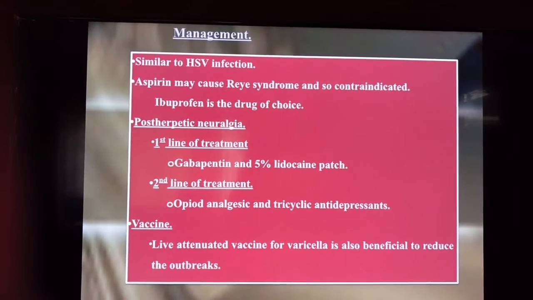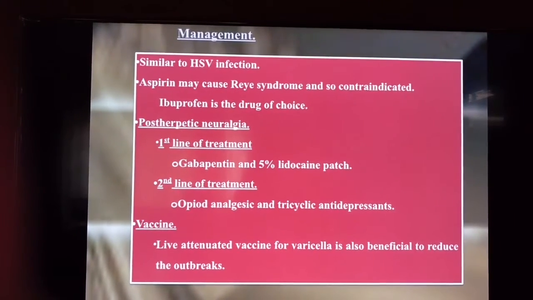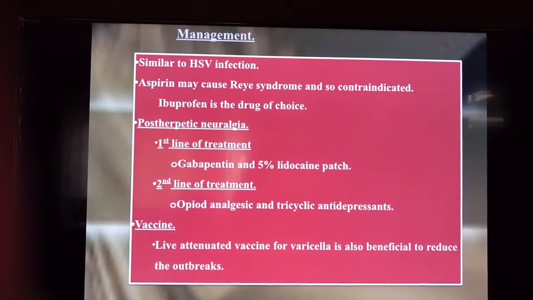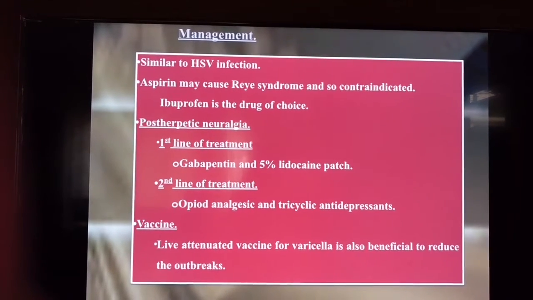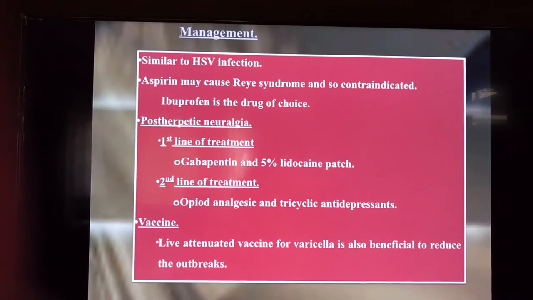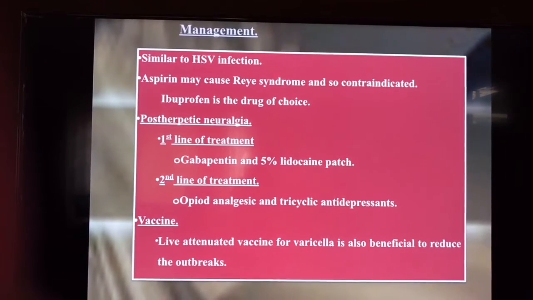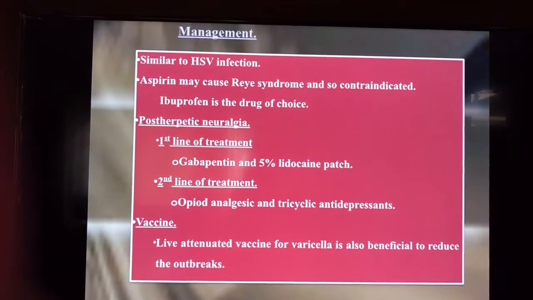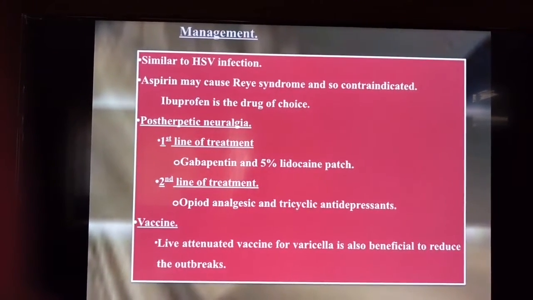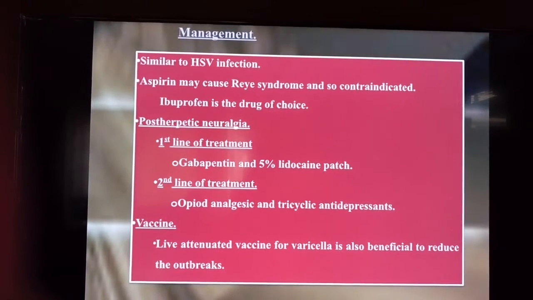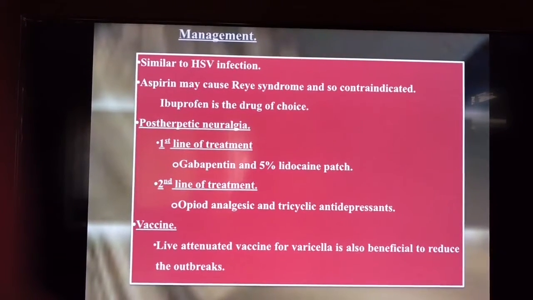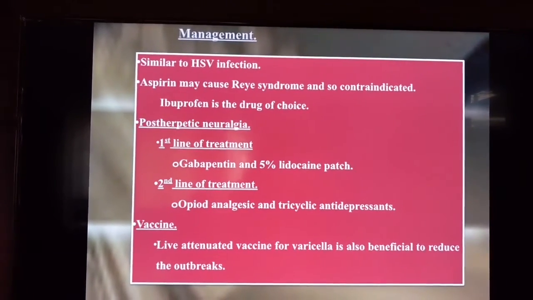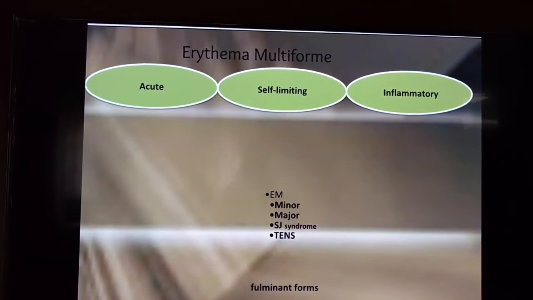We have the acute type, the self-limiting type, and the inflammatory type, which can be a manifestation. The cause for it, as I was telling you, could be an allergic or hypersensitivity reaction. It could be associated with HSV infection. Drugs like NSAIDs and anticonvulsant drugs could be a cause. Sometimes drug preservatives or food preservatives like benzoic acid can bring about such an allergic reaction.